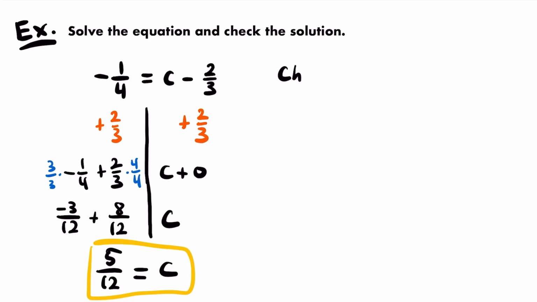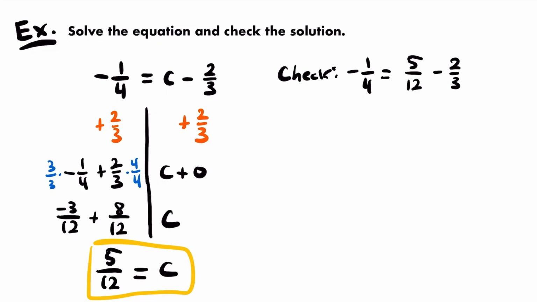And so let's check to see if that makes sense. Let's see if 5/12 really is a solution to this equation. We want to replace c with what we found it's equal to, 5/12. So we have negative 1/4 is equal to 5/12 minus 2/3.